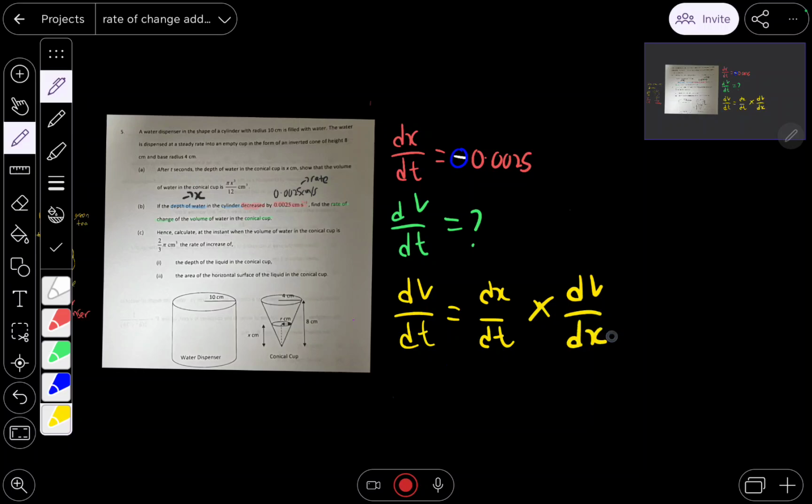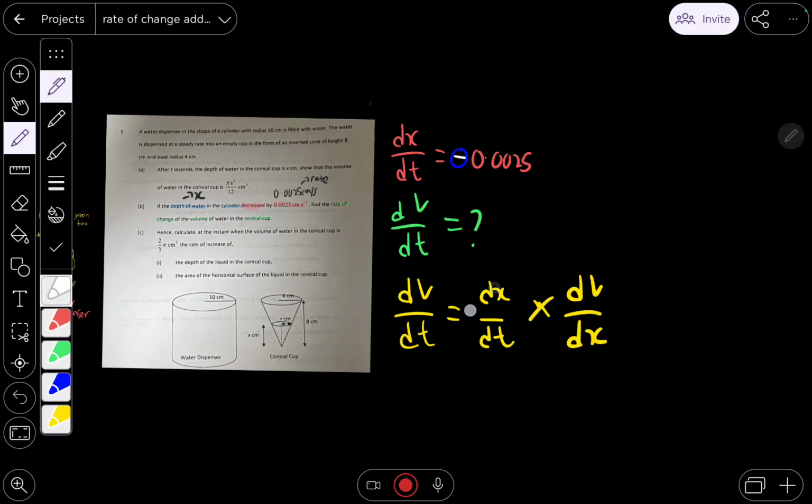dV/dx. Why? Think about it. dx and dx can cancel. You are left with dV over dt. Okay?